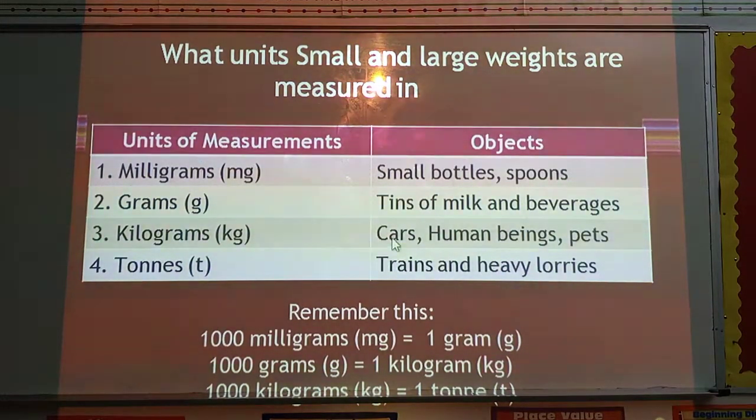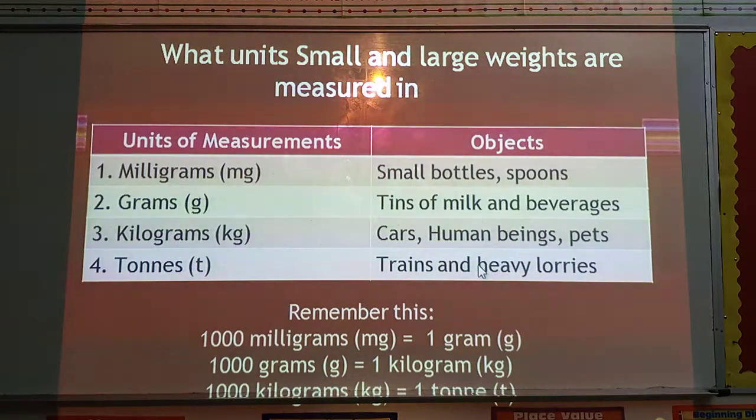Kilograms are used to stand for the weight of cars or human beings or pets, basically everyday objects and beings you see outside. For example, many of us are between 50 and 100 kilograms. Okay, so kilogram is used in measuring the weight of these objects. The tons are used to measure very heavy weights, like the weight of trains and heavy lorries.